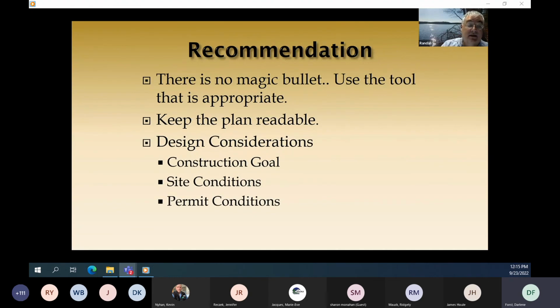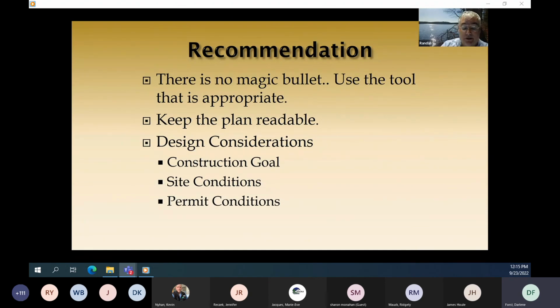Design considerations. What's the construction goal? The construction goal for the owner, the construction goal based on the environmental permits that have been issued, and the construction goal to make sure that the engineering plans for post-construction stormwater management are going to be built properly. You've got to incorporate all that work into your thought of your erosion control so that you're not screwing something up for a later construction phase.